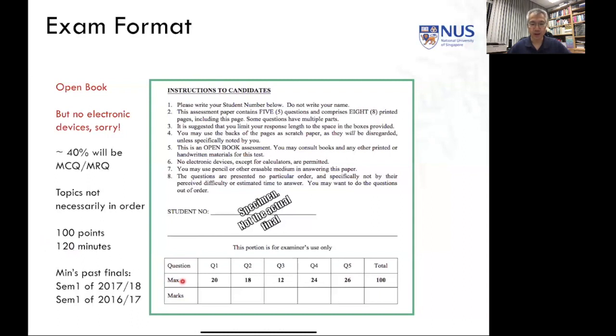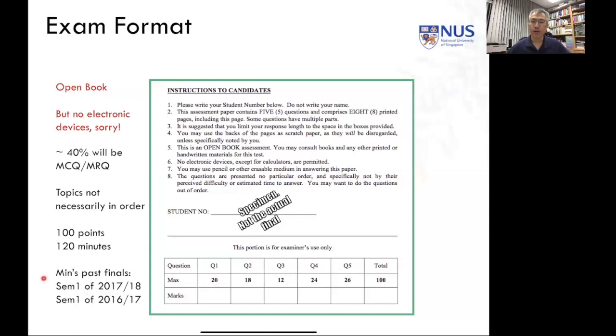Here you can see that probably the first question, which was the multiple choice that year, contained 20 marks. So about 20% of your time should be spent on this, right? So maybe about 20 minutes or so.